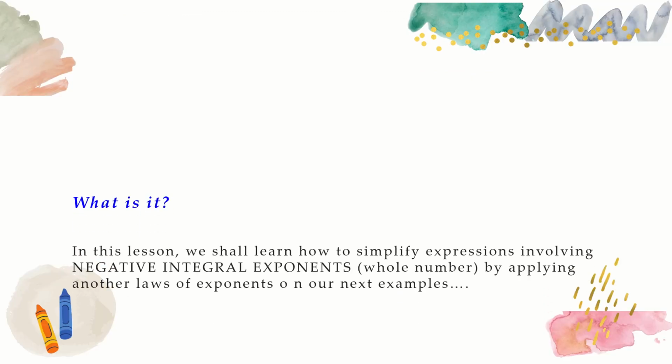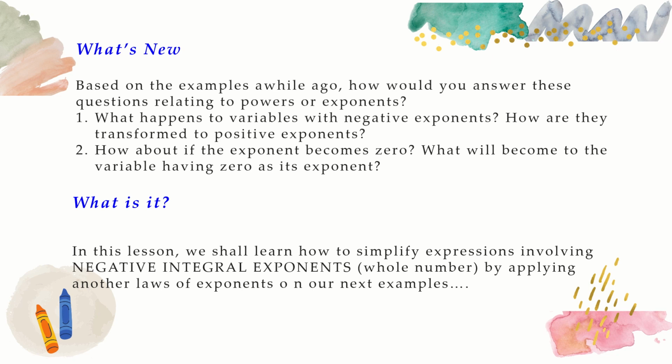So what is it? And what's new today? So based on the examples a while ago, how would you answer these questions relating to powers of exponents? What happens to variables with negative exponents? Para ganina sa example number 2, no? Katong d exponent negative 2. Kasi may tabat ato niya. How are they transformed to positive exponents?